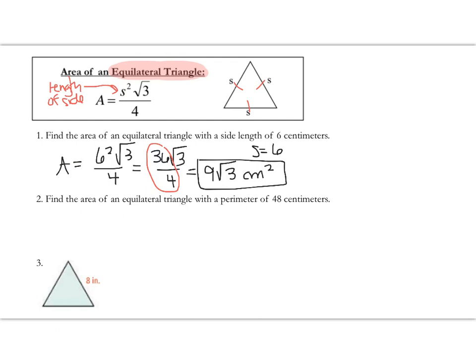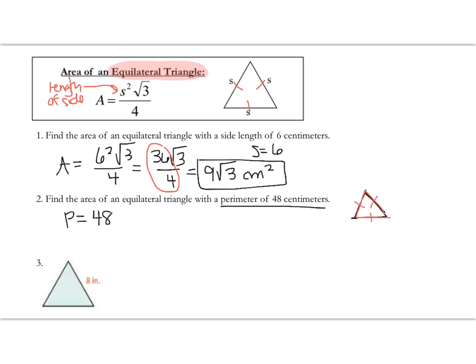Alright, the second one's a little bit more complicated. It says find the area of an equilateral triangle with a perimeter of 48 centimeters. So this tells me what the perimeter equals, but I can't plug the perimeter into the formula. The only thing I can plug into the formula is the side length. So you have to think about what math you need to do to figure out what the side length would be. So they're telling me if I look at this triangle, that the perimeter, to go all the way around this shape, the perimeter is 48.